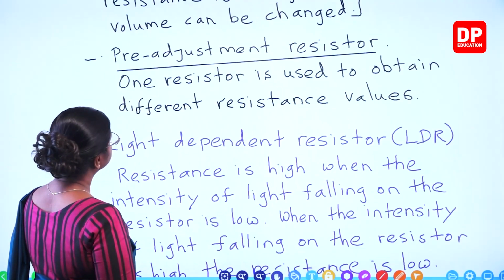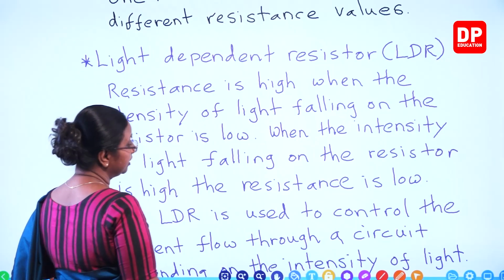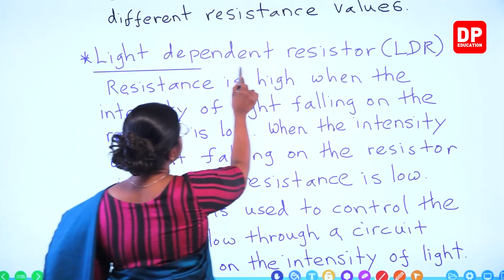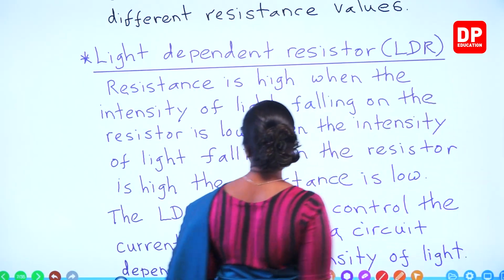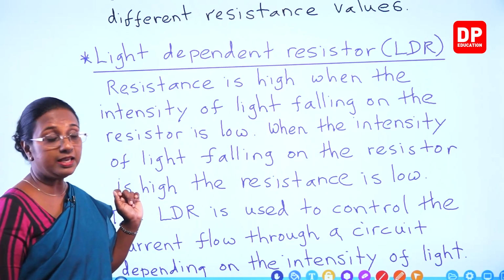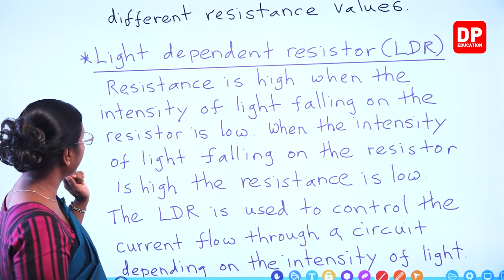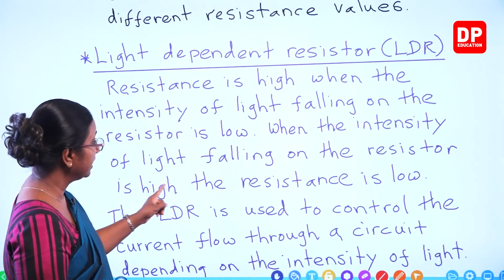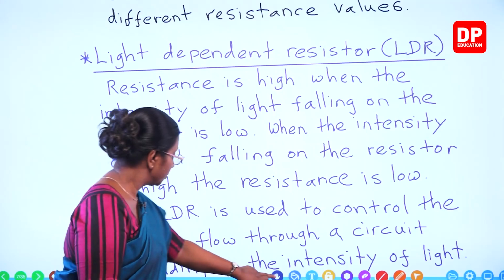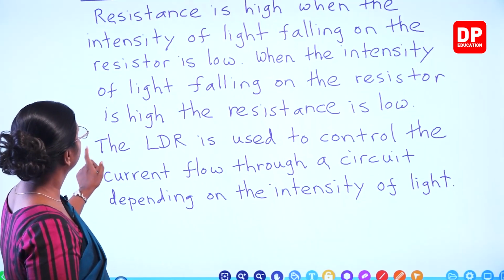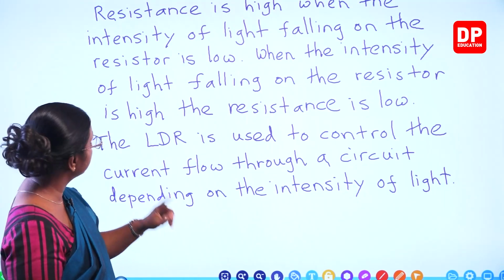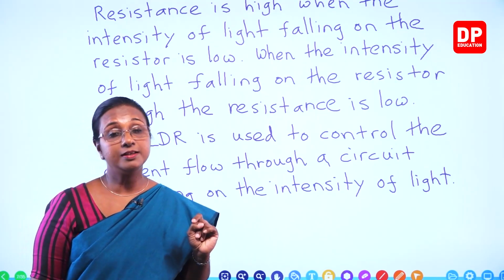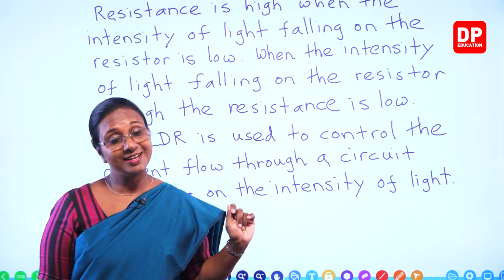Then we have the next one, the light dependent resistor or LDR. Resistance is high when the intensity of light falling on the resistor is low. When the intensity of light falling on the resistor is high, the resistance is low. Therefore, the LDR is used to control the current flow through a circuit depending on the intensity of the light. So, that is how we use the LDR.